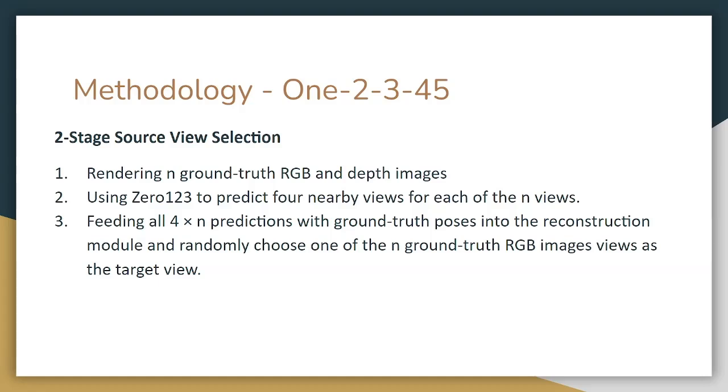The view selection strategy is crucial because uniformly choosing source views from the sphere surface would result in larger distances between camera poses. A two-stage source view selection addresses this issue, as cost-volume-based methods typically rely on very close source views to find local correspondence. This is why the two-stage source view selection is important.